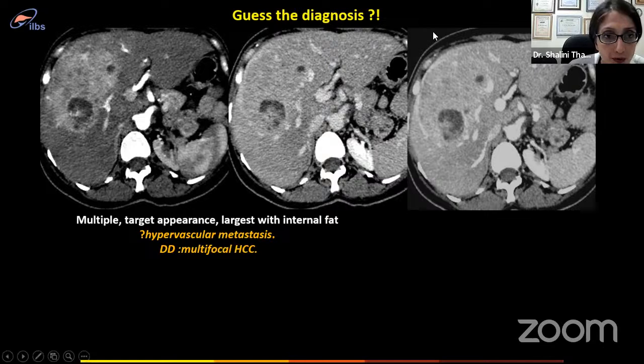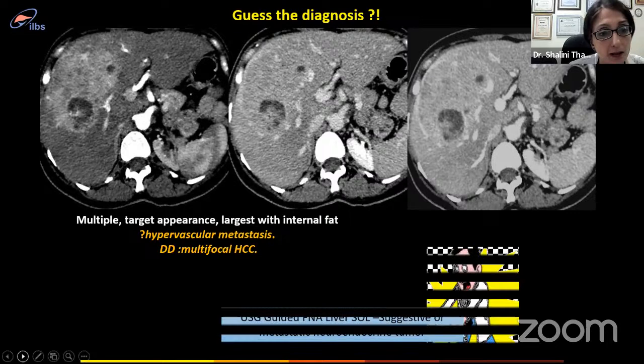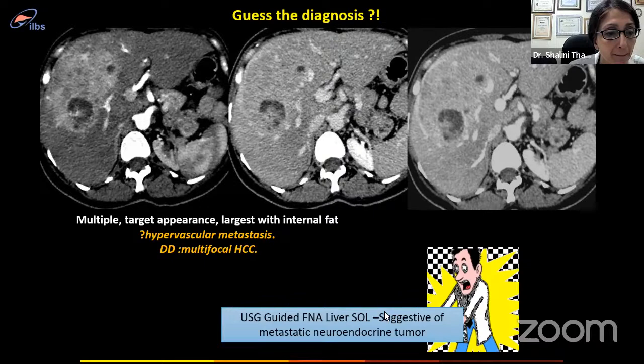There was no history of cirrhosis. There was no history of Hep B or any other liver disease. And hence, these large lesions with arterial enhancement, a similar capsule-like appearance and washout were nothing. We gave it out as a hypervascular metastasis or multifocal HCC, but it was actually neuroendocrine mets. So the biopsy showed that this was suggestive of a metastatic neuroendocrine tumor, which is a surprise for us. But truly, no surprise, because neuroendocrine tumors also behave as hypervascular lesions in the liver. Moving on to the next case.